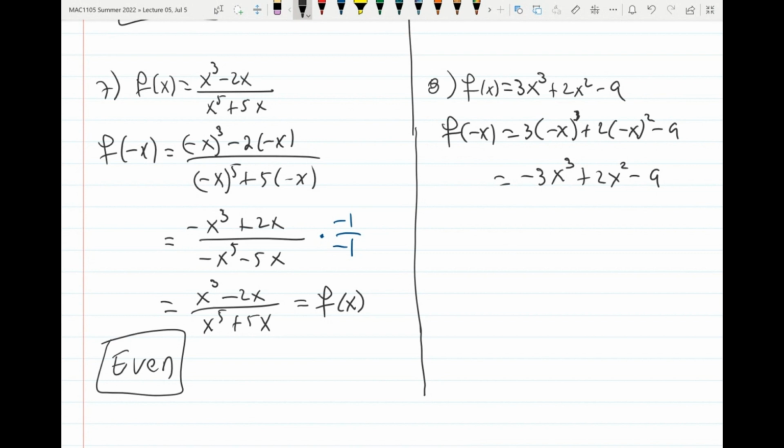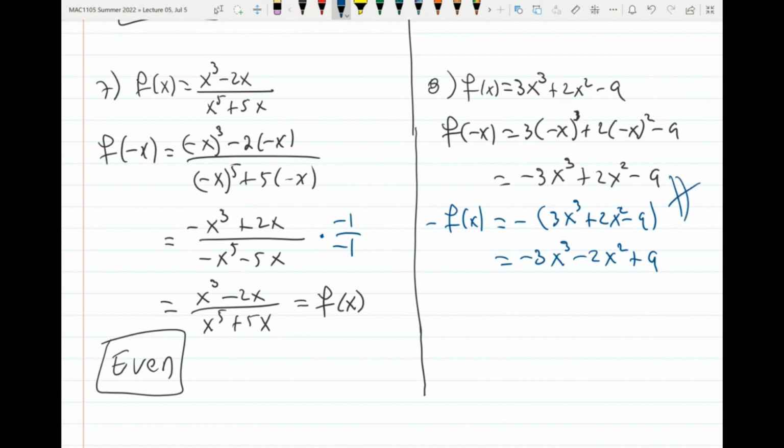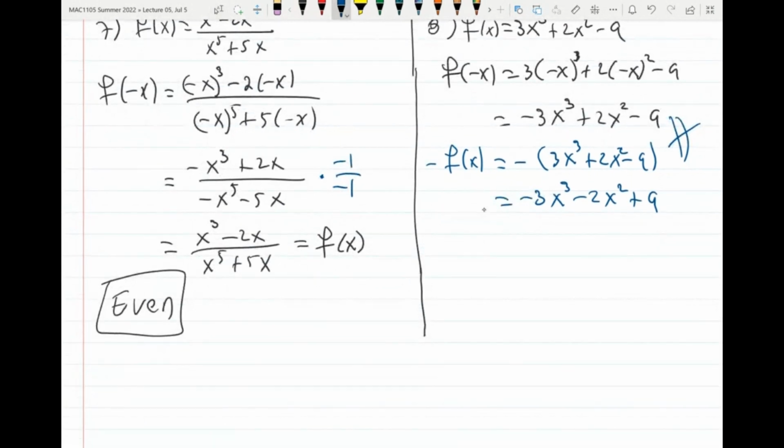Now, is this minus the function? Well, let's see. Let's check. And you can visually inspect that. Let me just write it down. So if we multiply the original function by negative 1, what do we get? Negative 3x cubed minus 2x squared plus 9. And these two things are different. Okay? So not the same. So it's not even, it's not odd. So this one is neat. Okay?